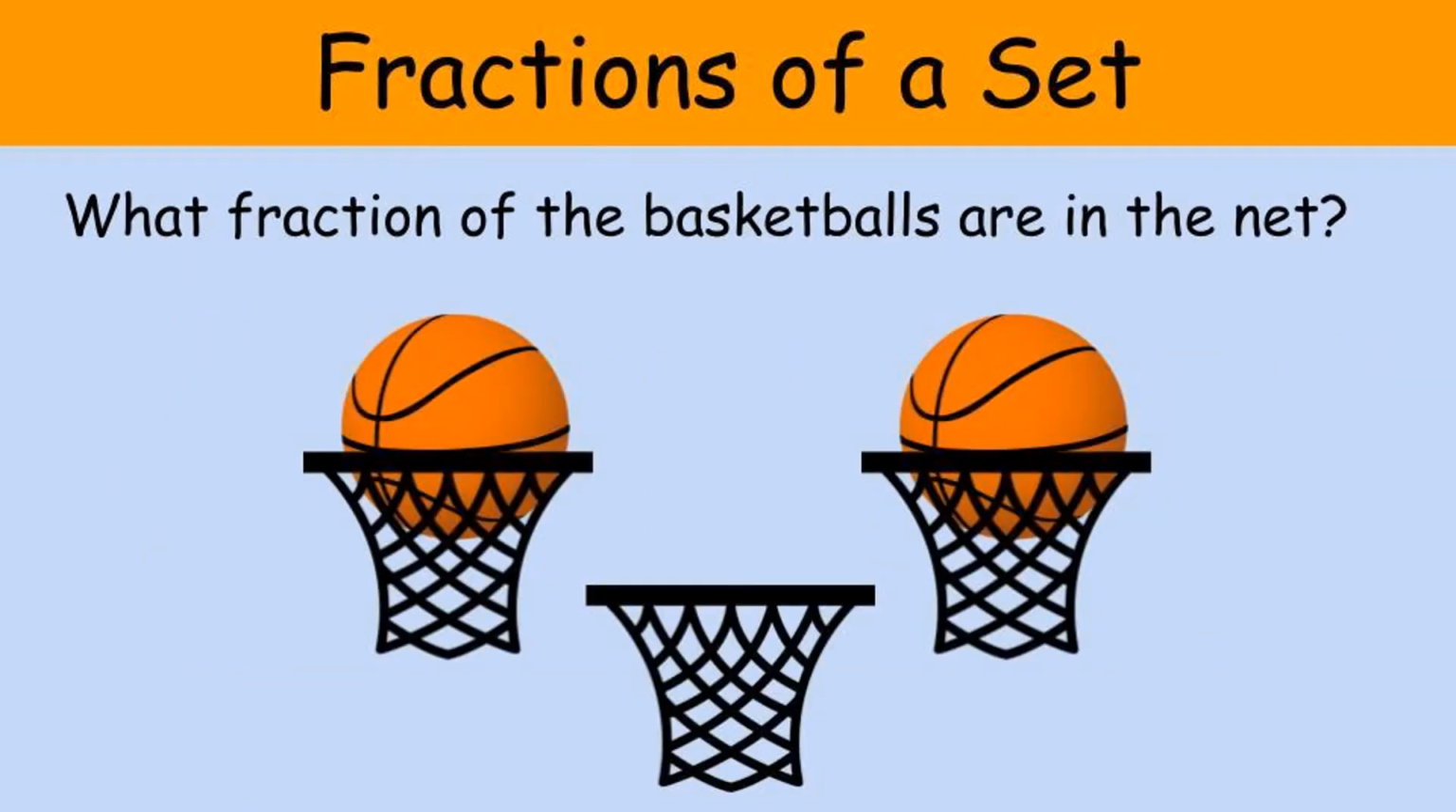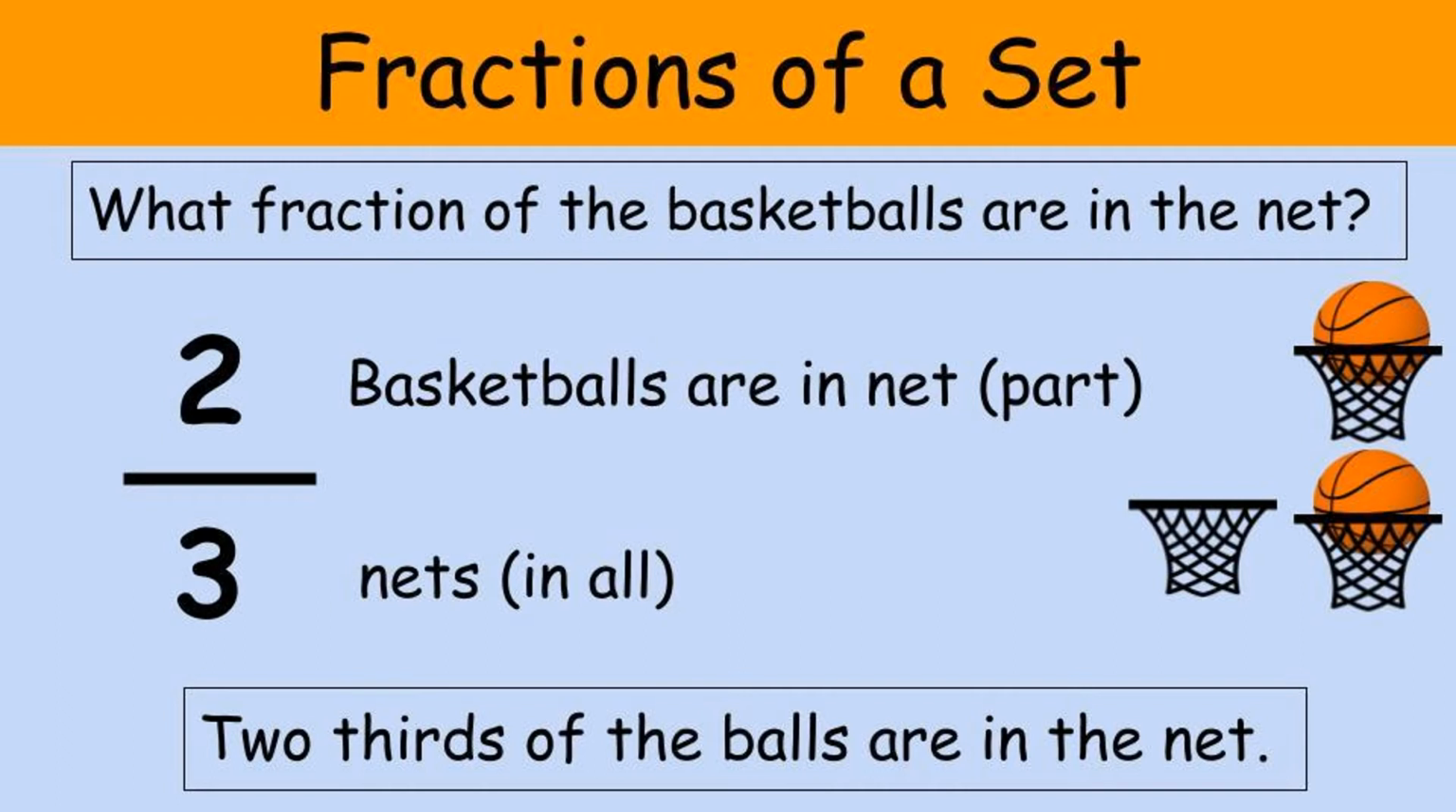Here's question number 3. What fraction of the basketballs are in the net? Pause the video, write your answer down, and unpause the video to check your answer. If you wrote down the fraction 2/3, then you are correct. When we're looking at the picture, we see that there are 2 balls in the net, so that number goes on the top in the numerator. Then we count how many nets there are in all. We see 3, so that number goes on the bottom in the denominator. Our final fraction is 2/3 of the balls are in the net.